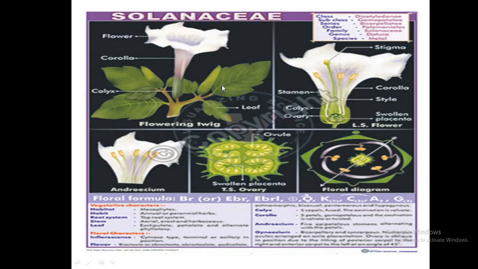Root system of this family Solanaceae: taproot. They are branched, sometimes with adventitious roots. Stem in this family: erect, herbaceous or woody, cylindrical, branched, hairy or glabrous. Underground stem is found in potato. The botanical name of this potato is Solanum tuberosum.